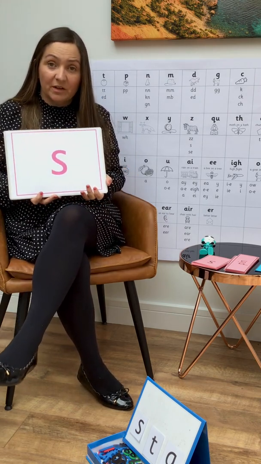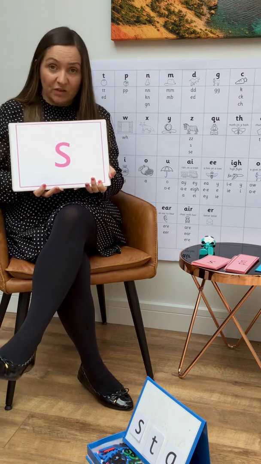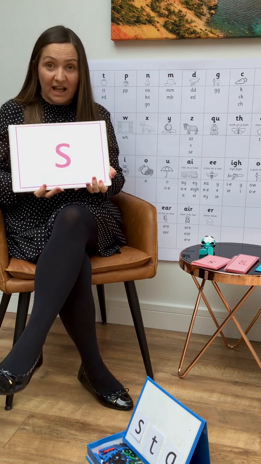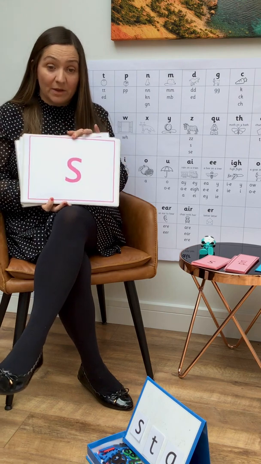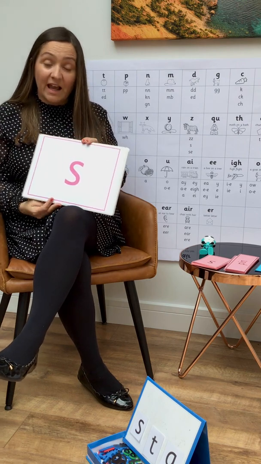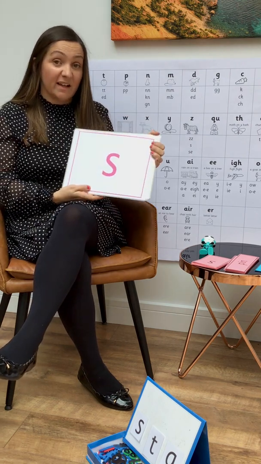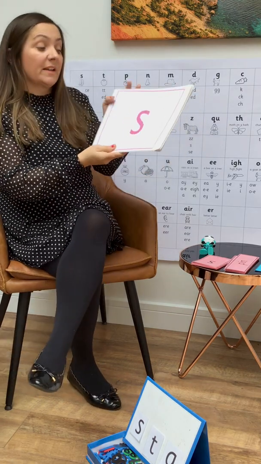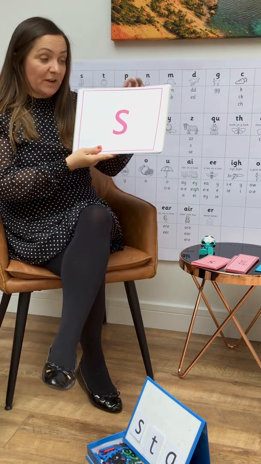In Phase 2 of Letters and Sounds, our children learn phonemes, which are sounds, and they learn that phonemes are represented by graphemes, and that a grapheme can be one letter or groups of letters. We learn them like these using our special cards.